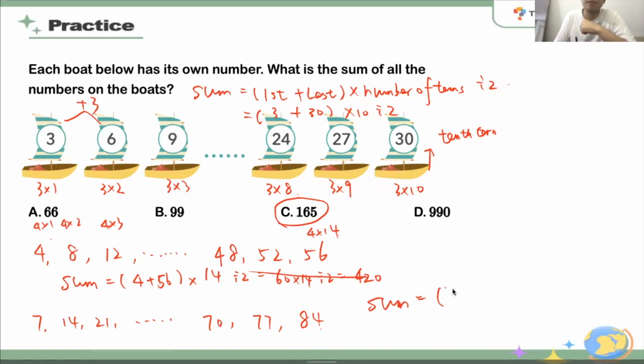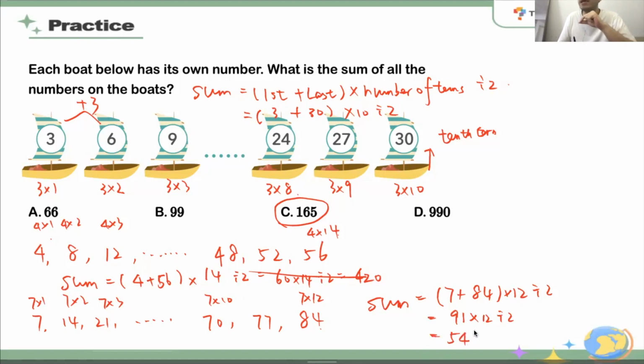What is the first term? What is the last term? That should be quite easy for us. And what is the number of terms in this sequence? 7 times 1, 7 times 2, 7 times 3, and the last one is 7 times 12, right? That means we have 12 terms in this sequence. And we divide by 2, so that is 91 times 12 divided by 2. What is the answer? 546. Great, congratulations. Most of you have the right answer.